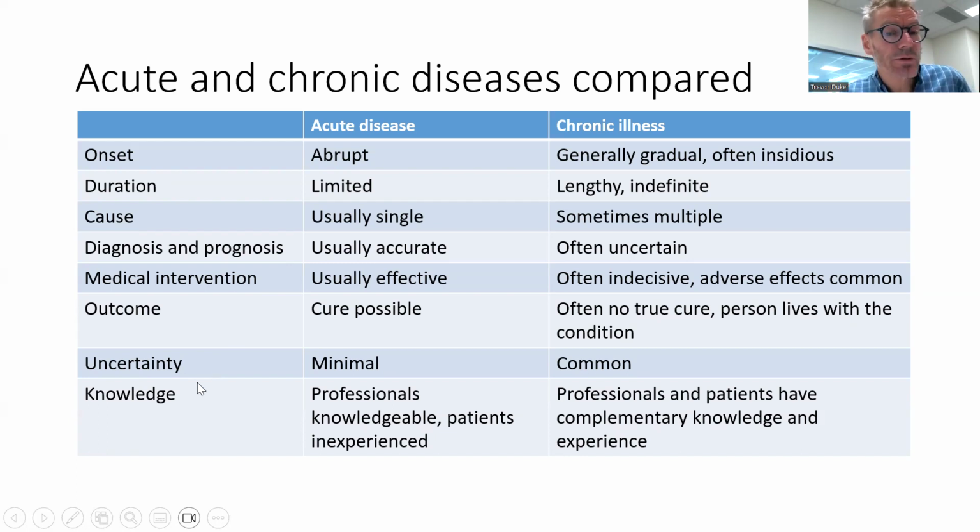For most acute diseases, we don't have a great deal of uncertainty about what's going to happen. The child will get better usually, so there's minimal uncertainty, but uncertainty for chronic diseases is quite common, and that has an effect on families and the way they think about it. And then perhaps the most important thing: for acute diseases, usually it's us, the health professionals, who know most about those acute diseases. Parents are less knowledgeable. But for chronic diseases, I think patients and their families have complementary knowledge and experience that is very important for the management of those conditions.